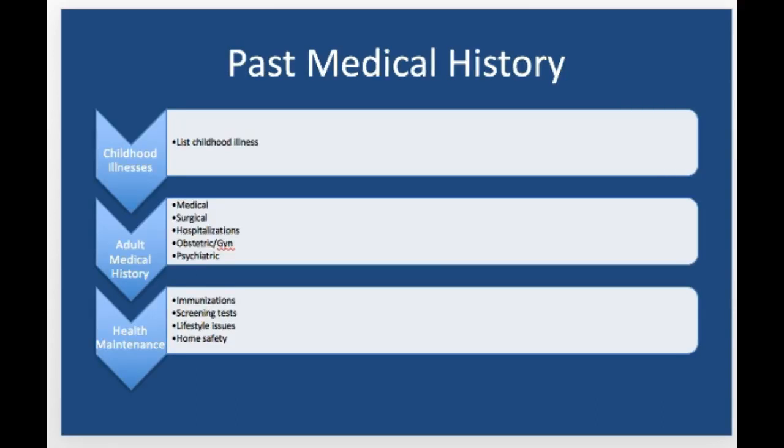This might be a little bit hard for you to see, but there are 3 major sections of the past medical history. If you're doing a comprehensive, a big review of their past medical history, then you'll assess their childhood illnesses, their adult medical history, and then their health maintenance also goes here. So immunizations, screening tests, lifestyle issues, home safety, all of that.